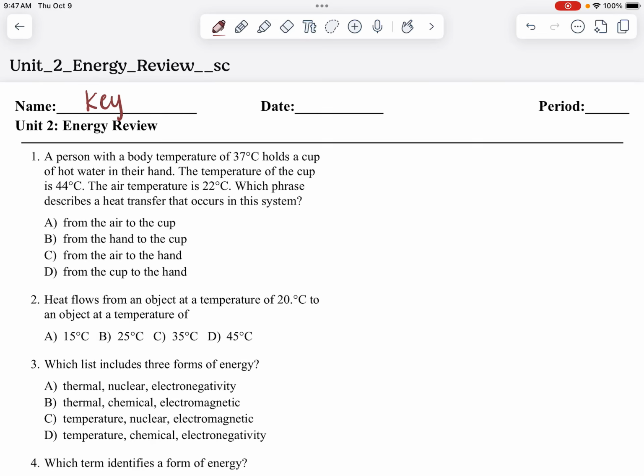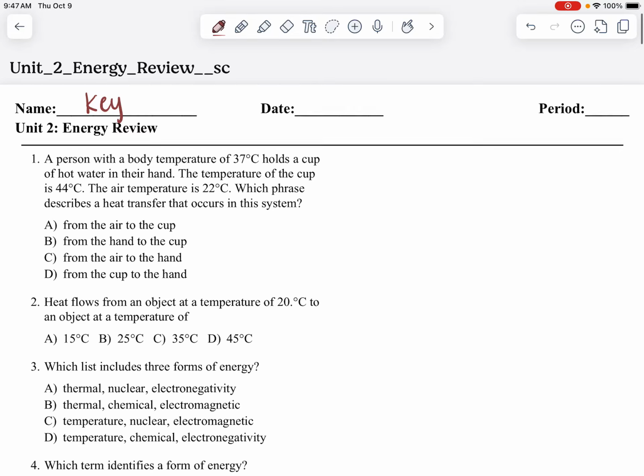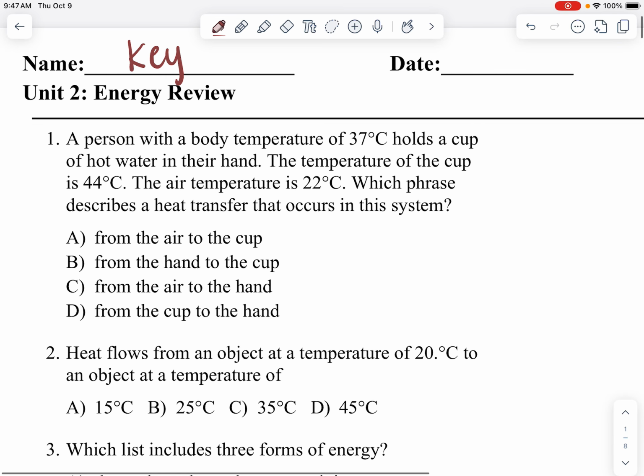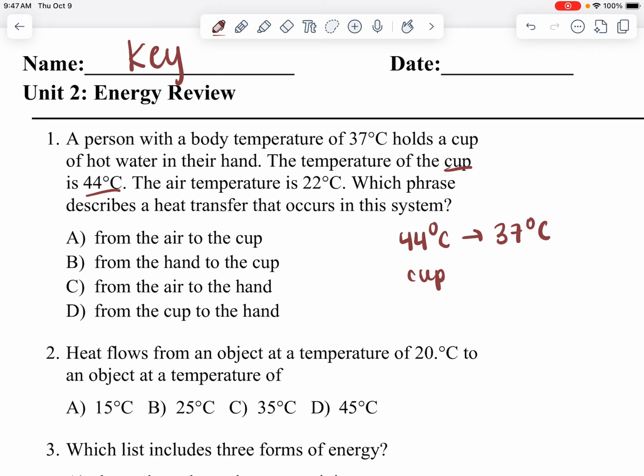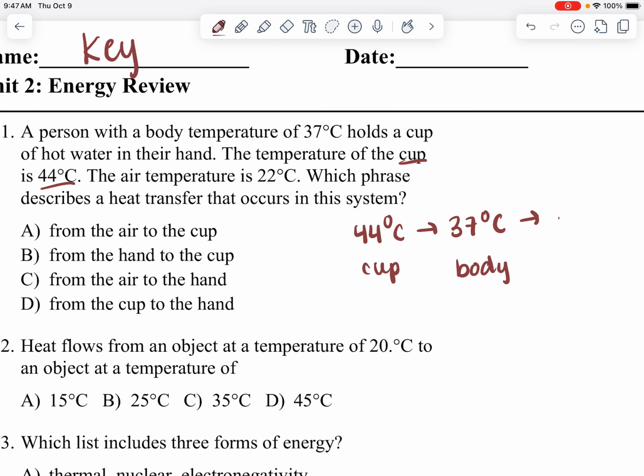Okay, so I just wanted to go over the Unit 2 energy review questions. So we did the first one in class. Right, we have 4 objects. They're at 3 different temperatures. The cup is at 44 Celsius. The body temp is 37 degrees Celsius. And the air is at 22 degrees Celsius.